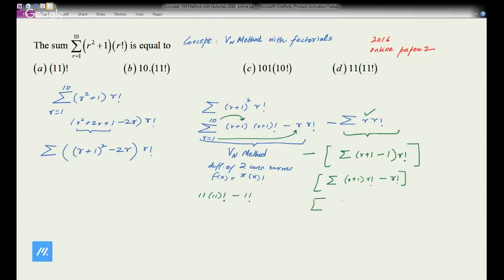And this can then be written as summation of (r+1) factorial minus r factorial, and then again you can say nothing but Vn method, because it is again the difference of two consecutive terms, right? So people are saying, sir, I have missed two. I have not missed two. You have not listened properly. This two is broken into this term and this term.